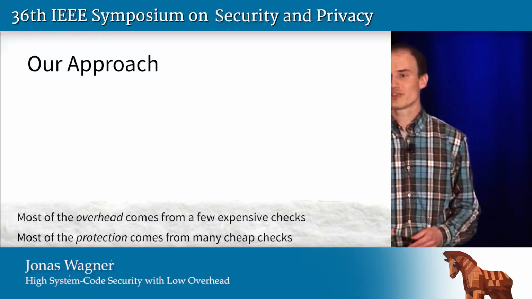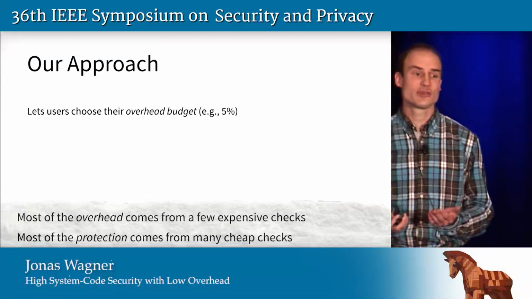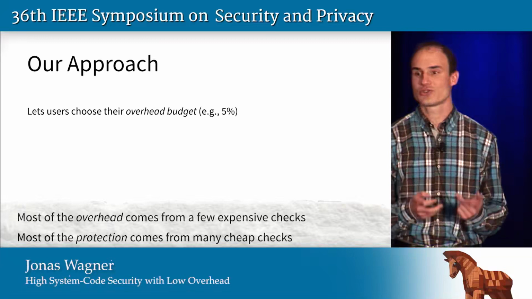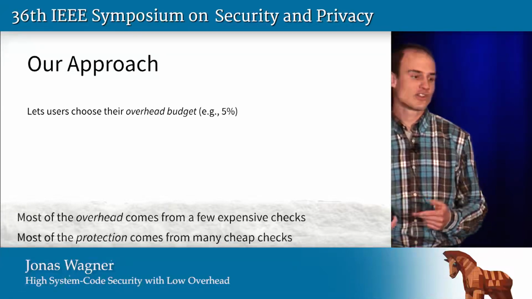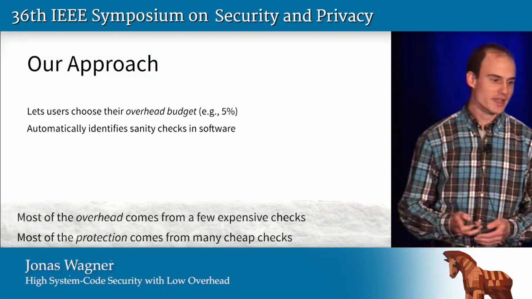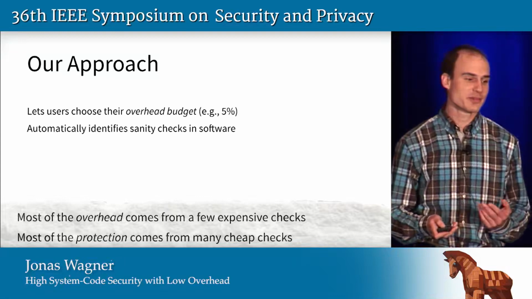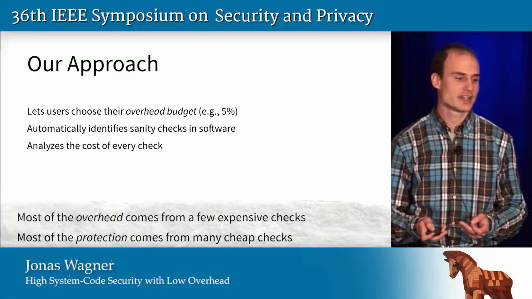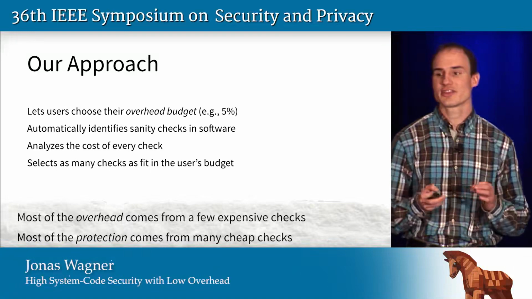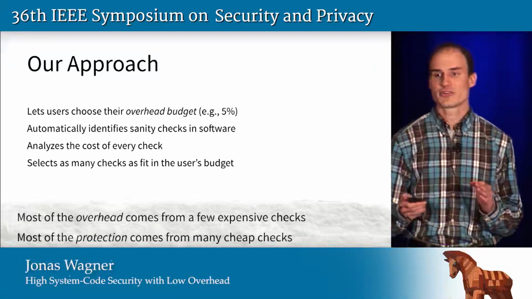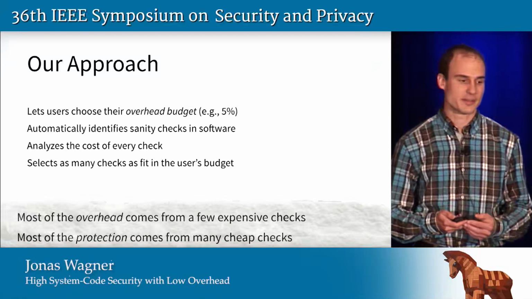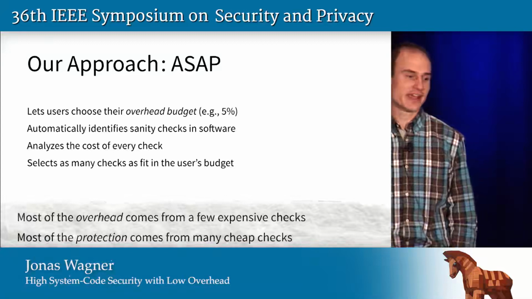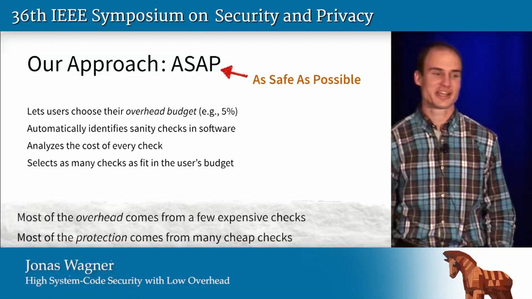Our approach starts with the user and allows the user to choose their overhead budget, which is the amount of runtime they are willing to invest into checks that protect them. This is usually a low number, like 5%. But then we build a system that automatically identifies the sanity checks in software and measures the cost of every single check, and also then selects just as many checks as possible while respecting the budget that the user specified. We call our approach ASAP because it generates software that's as safe as possible for a given overhead budget.